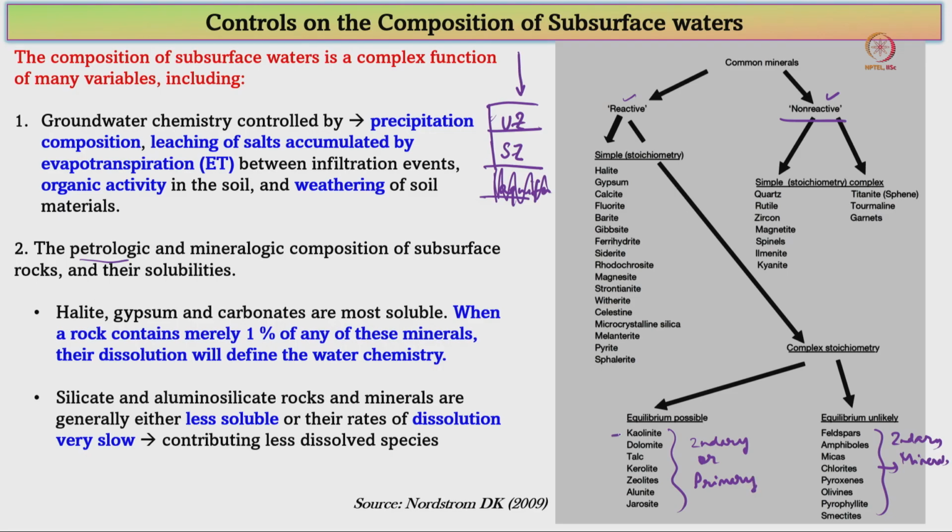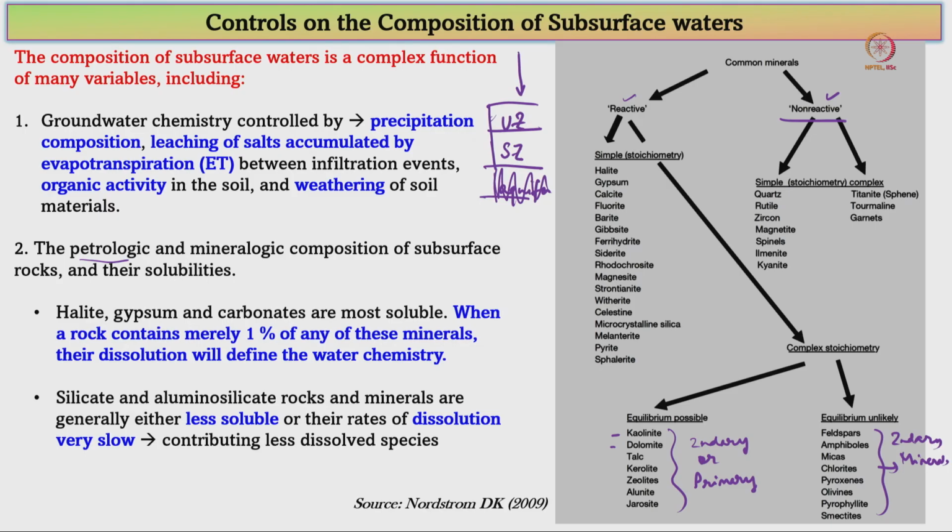They can be secondary or primary. Kaolinite is a secondary mineral. Dolomite is also a secondary mineral. It can be both a primary or a secondary mineral. Now these feldspars, amphiboles, and micas are going to give rise to more and more secondary minerals.